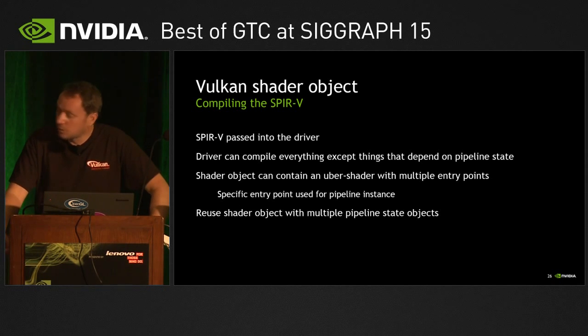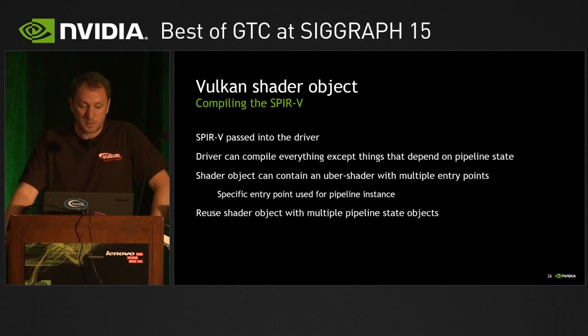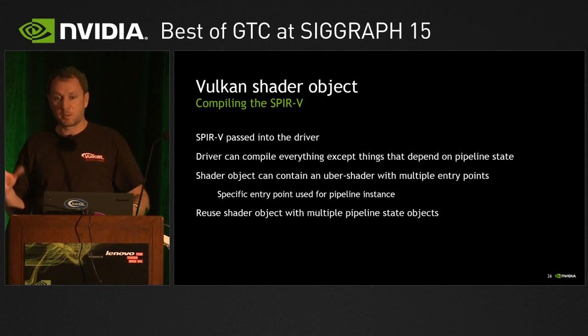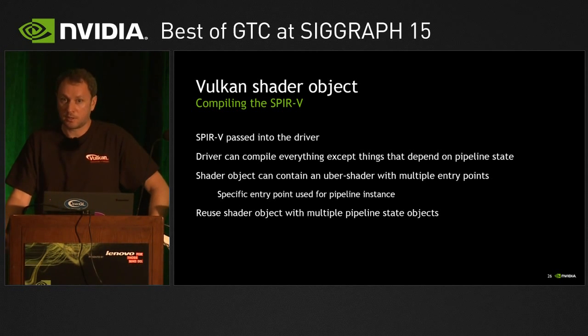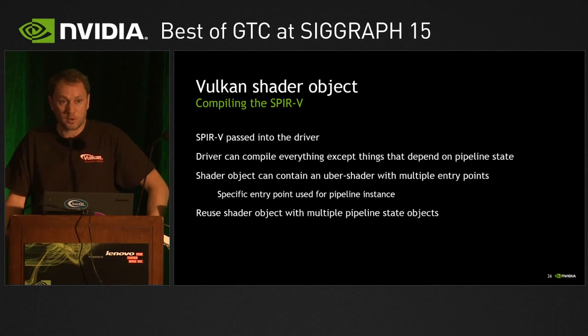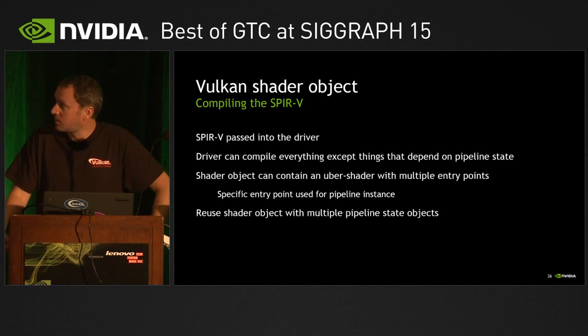Another unique and cool thing about Vulkan is the Vulkan shader object. So when SPIR-V is passed into the driver, it has the opportunity to right then compile the SPIR-V down into its machine code, if possible. There are some state-dependent compiles which will stop it going all the way down to machine code in some cases. But it can compile a lot of the code right down. And then this same shader object can be reused for lots of different pipeline state objects, which I'll talk about in just a second.